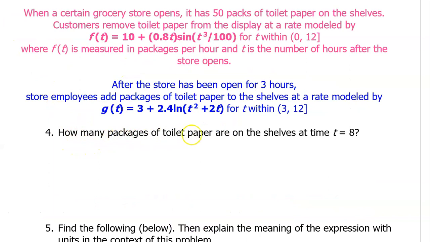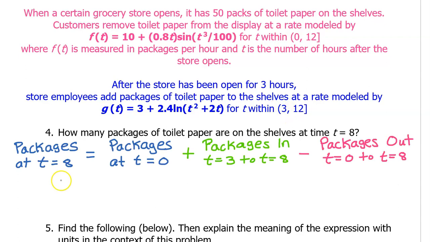Number 4. How many packages of toilet paper are on the shelves at time t equals 8? Be careful. Packages are being removed the entire time, from t equals 0 to t equals 12. However, packages are only being added starting at t equals 3. Here is the basic idea. The number of packages on the shelf at time t equals 8 should equal the initial number of packages at time t equals 0 plus the number of packages that were added during this time frame minus the number of packages that were removed during this time frame.